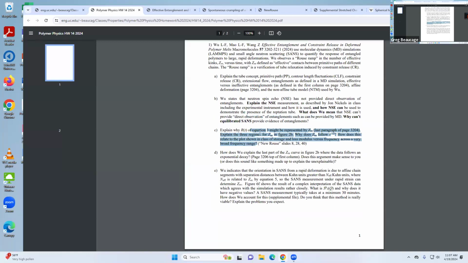This one is just read the thing. It shouldn't be too bad. I give you the slide numbers and the new Rouse slides to show that plot, and then the square root dependence. And then he gives us a kind of obscure description of that exponential decay at the end, page 3206. It may or may not make any sense.